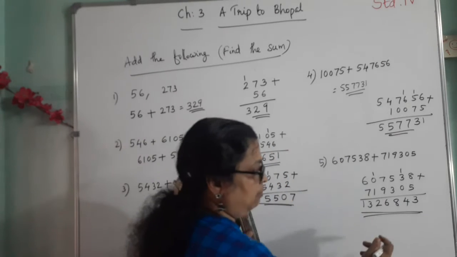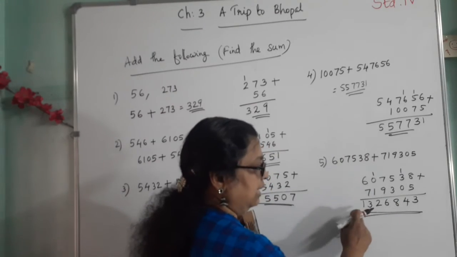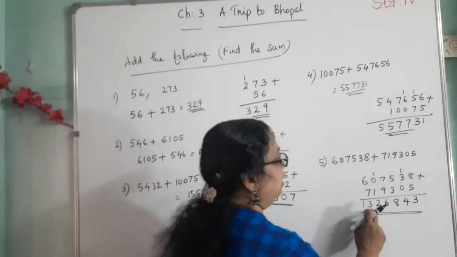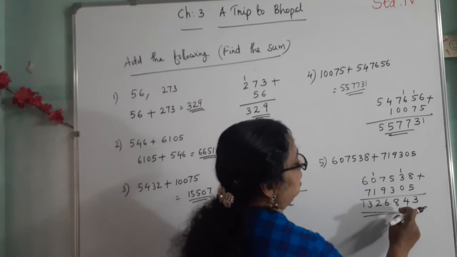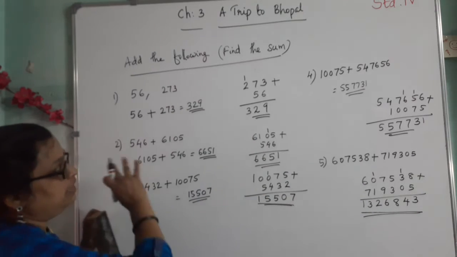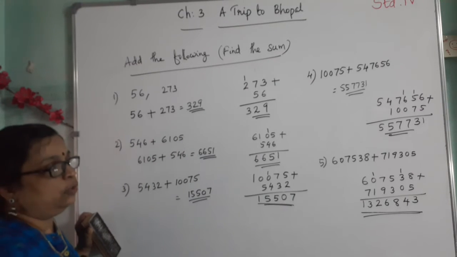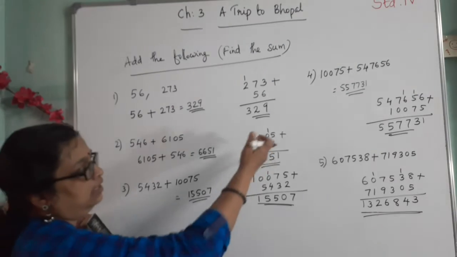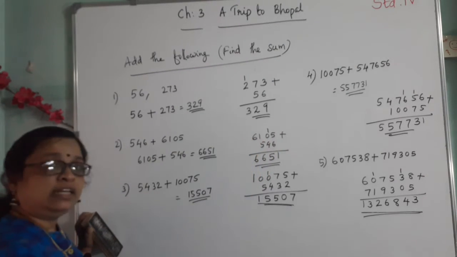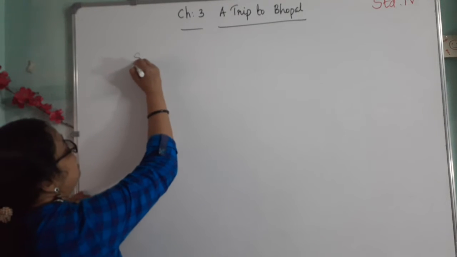So we get a 7-digit number: ones, tens, hundreds, thousands, ten thousands, lakh, ten lakh. That is 13 lakh 26,843. Only listen to this: whenever you write in columns, write according to their places and then add. And any carrying number that is there, you also add. Don't forget. Okay.